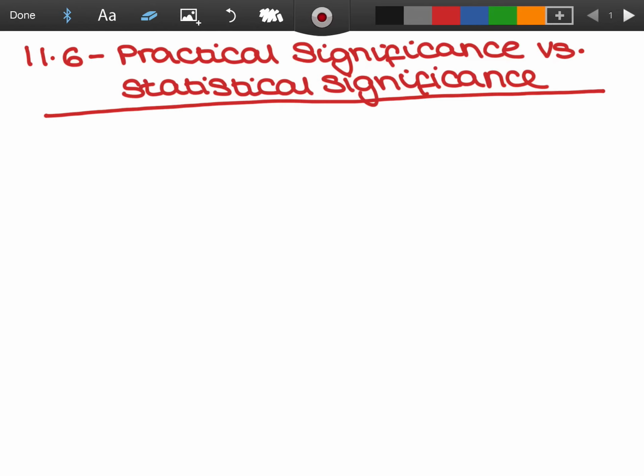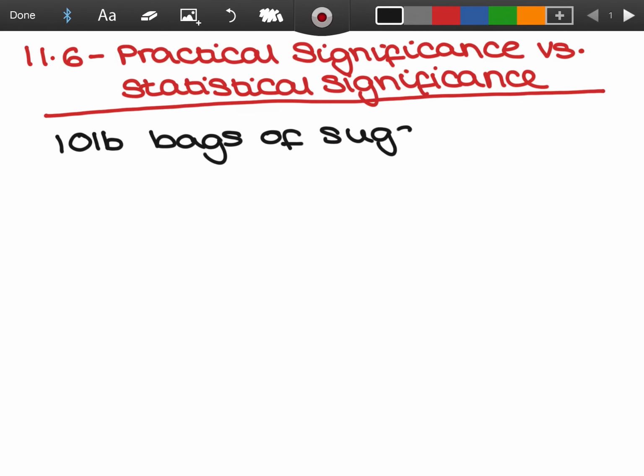But we also have to look at the practical significance of a hypothesis test. So let's say, we'll do an example to show the difference between the two. Let's say that you have bags of sugar that are 10-pound bags. So we have 10-pound bags of sugar. Okay. So you're saying that the mean amount that they are filled is 10 pounds. So you're saying that the mean is 10 pounds.